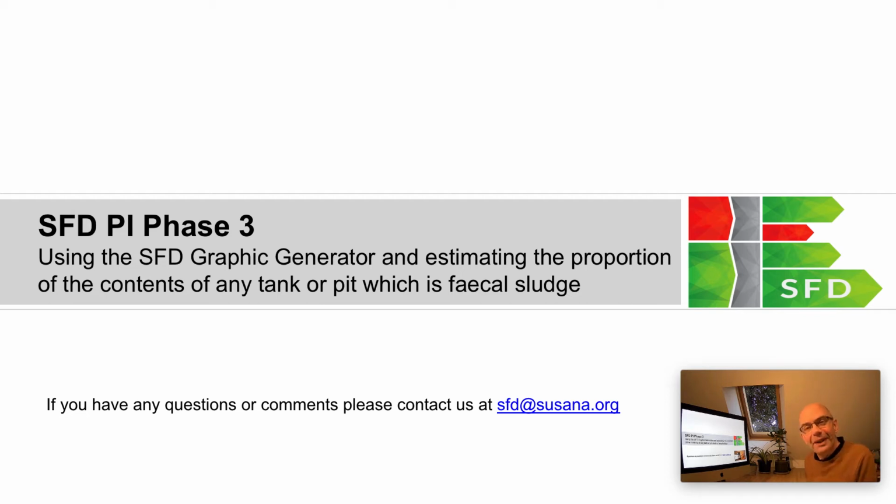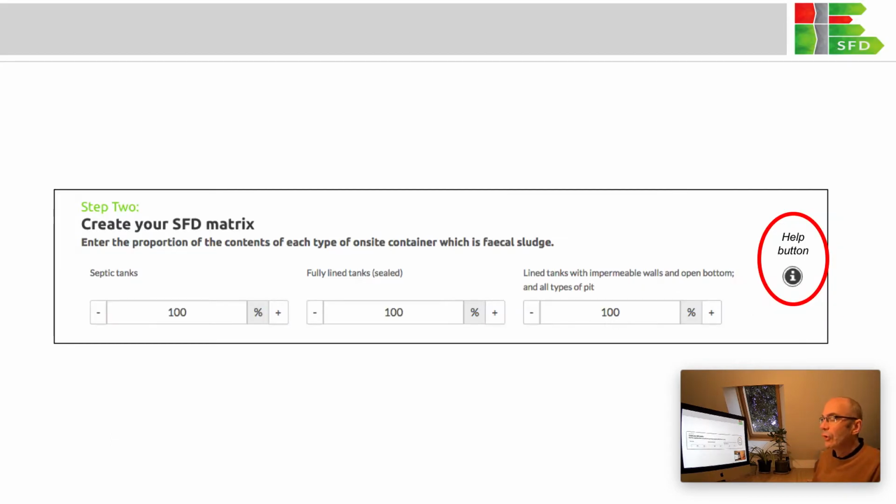Hi there. This short video is on using the SFD Graphic Generator and help with estimating the proportion of the contents of any tank or pit which is fecal sludge. Some users have reported difficulty with knowing when to change these default values, which are given in step 2 of the generator.